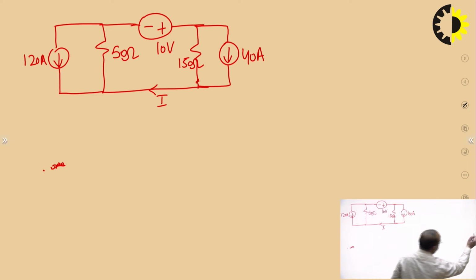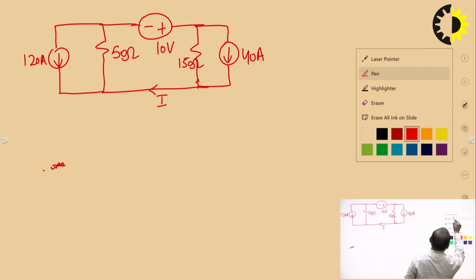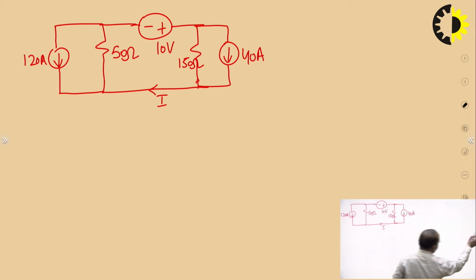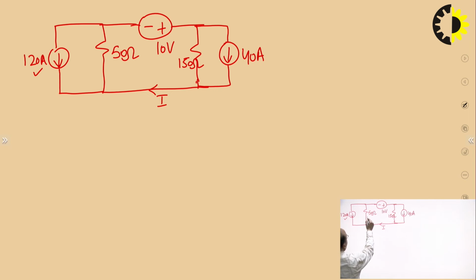So, how can we do it? If we see it, this is a very simple question. What can we do in this case? We can convert this current source of 120 ampere, since it is having 50 ohm resistance in parallel with it, which is just like the internal resistance of this current source, and when we convert it, it will be converted to an equivalent voltage source.